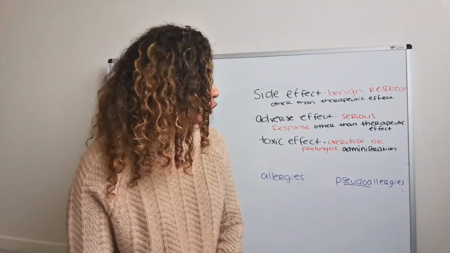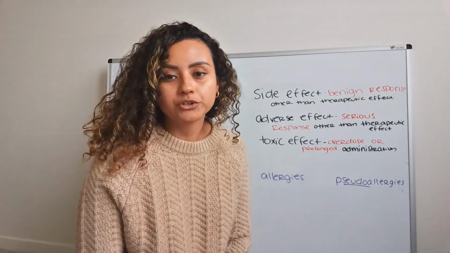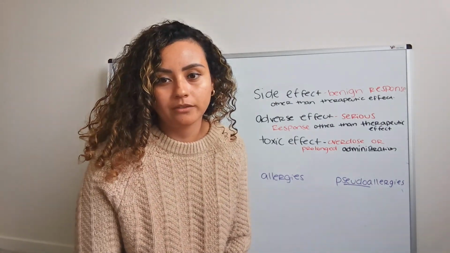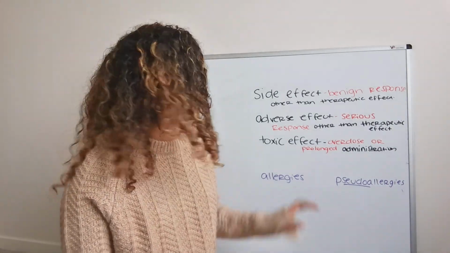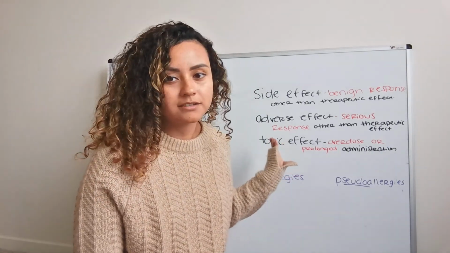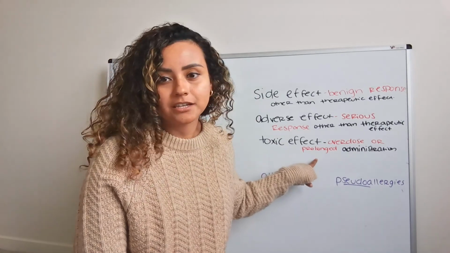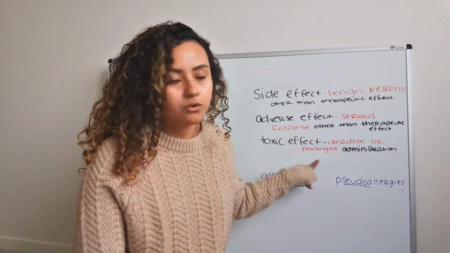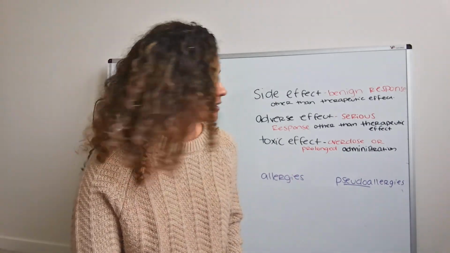On the other hand, toxic effect. This is an overdose or prolonged administration. To give you an example of overdose, we have a patient who came in with a Tylenol overdose. Well, we know that Tylenol in high doses can have a toxic effect, and it can lead to hepatotoxicity. Or we have someone who has been taking adriamycin for several years, and we know that adriamycin can lead to the toxic effect of cardiotoxicity.